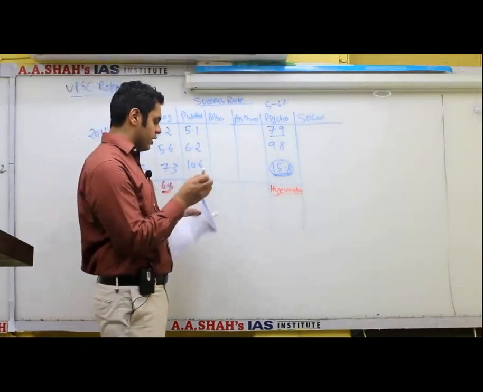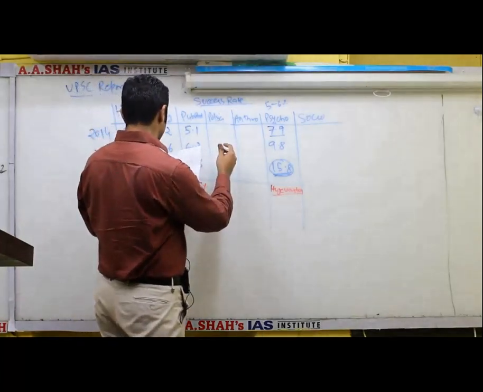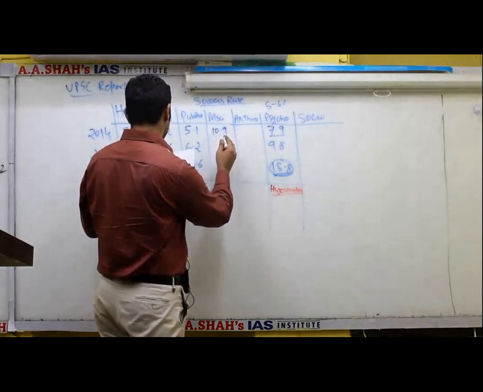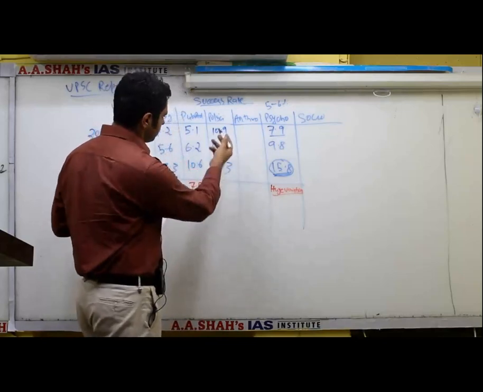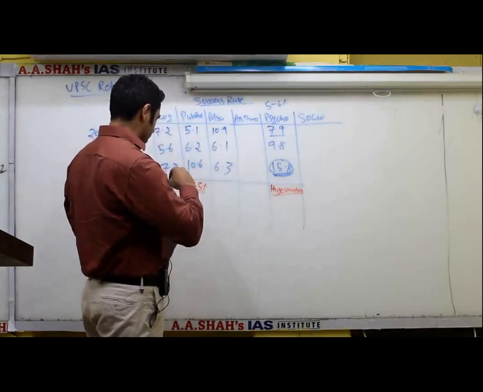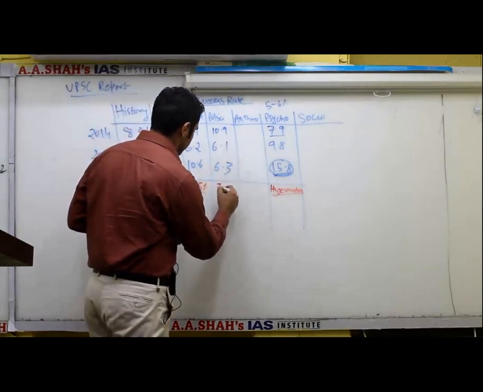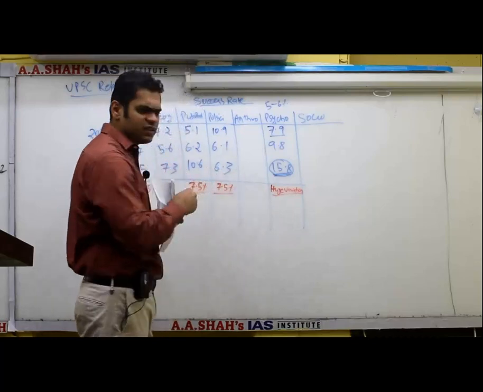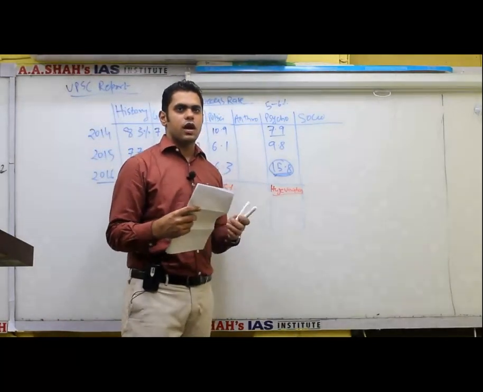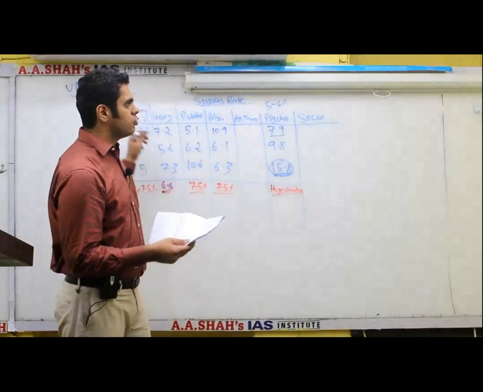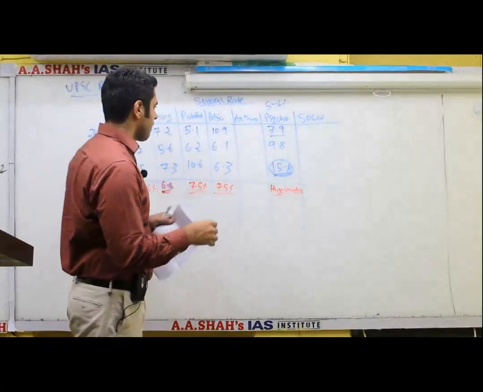Now we'll talk about political science. Political science again, in 2014 it had 10.9, then it dropped to 6.1 and then 6.3. So again, if you take the average, it will be somewhere around say 7.5%. This is considering the 3 years of papers. The 2017 and 2018 results are still not out, and you will be preparing for 2019, and for 2017 the UPSC annual report has not yet come out, so the data is not available presently.